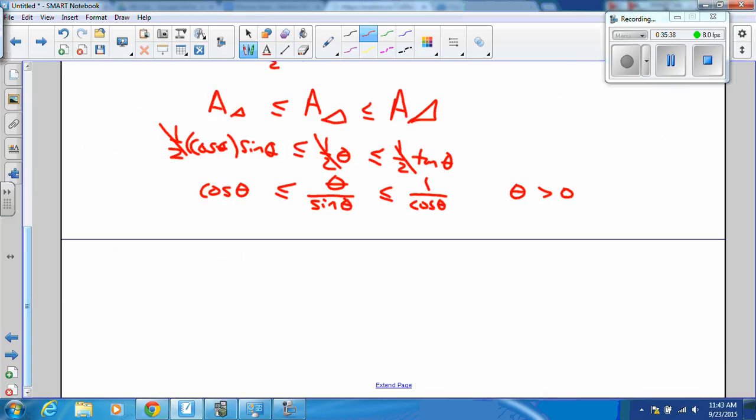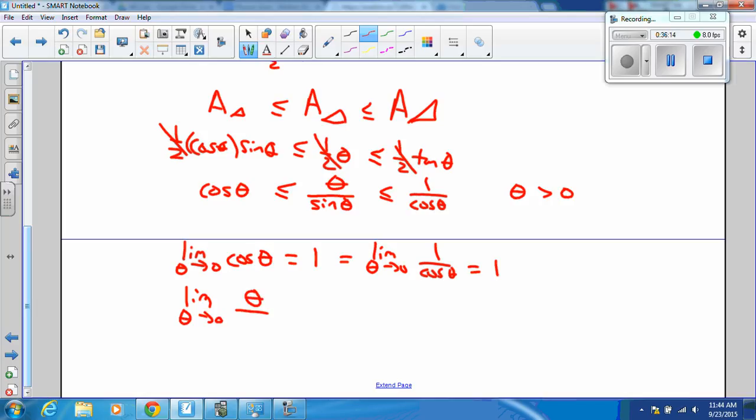Okay. And now that I've got this, I'm ready to take a limit. Since the limit as theta goes to 0 of cosine theta, don't work too hard at this. What's cosine of 0? 1. It is. Is cosine a continuous function? Think about the graph. Yeah, it's continuous. So therefore its limit is 1. And the limit as theta goes to 0 of 1 over cosine theta is 1 over 1, which is 1. Therefore the two outer limits are the same, and therefore the limit of the inside must also go to 1.